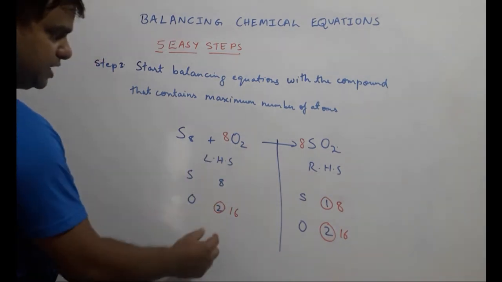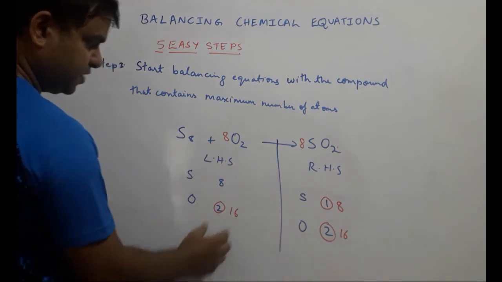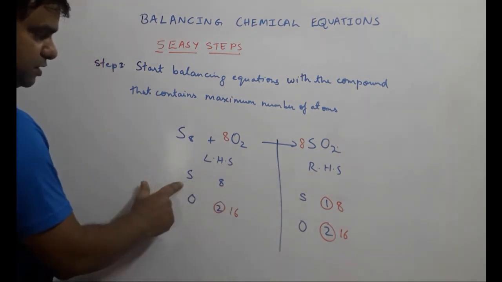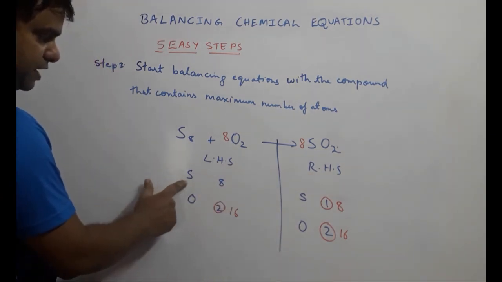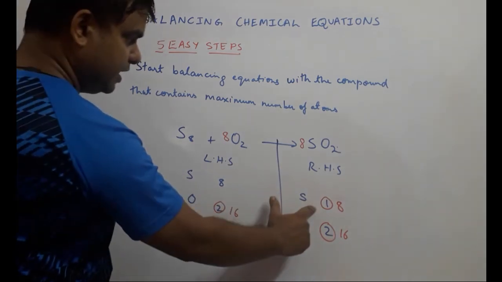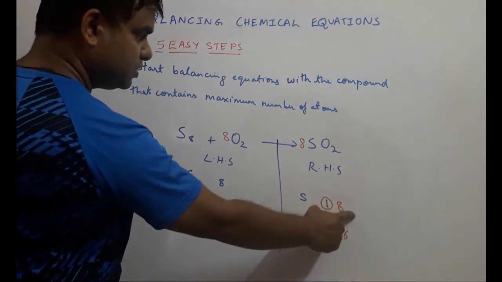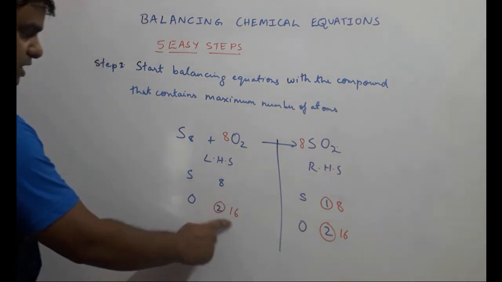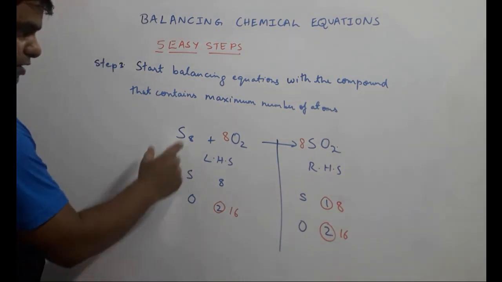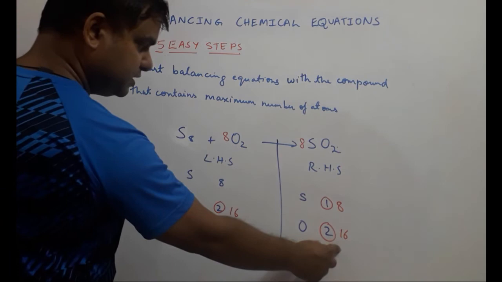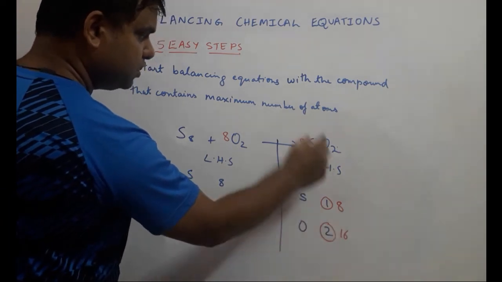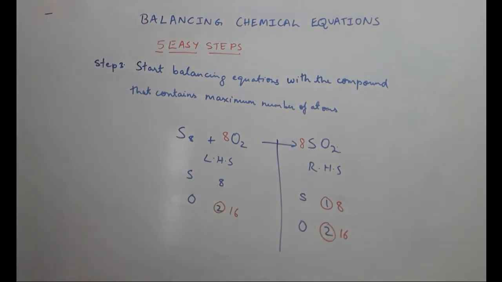Now you check and see whether they are balanced. 8 atoms of sulfur on the left hand side, on the reactant side, and 8 atoms of sulfur on the product side as well. 16 atoms of oxygen on the reactant side and 16 atoms of oxygen on the product side. And this is how we balance the equation.